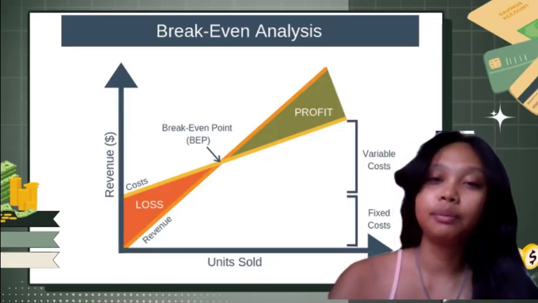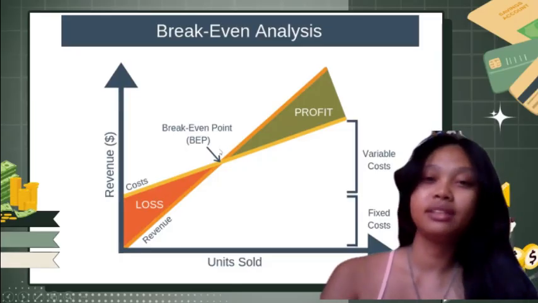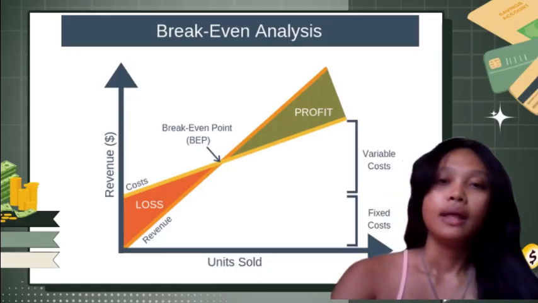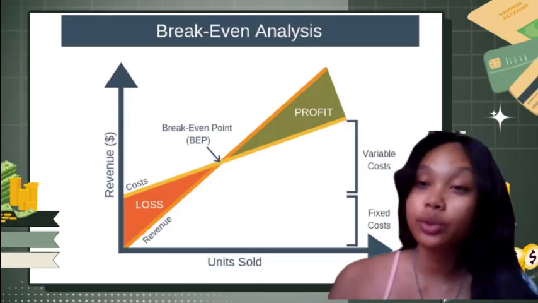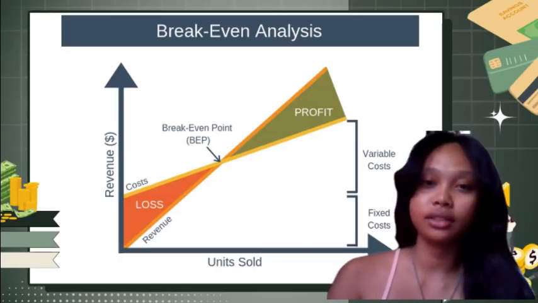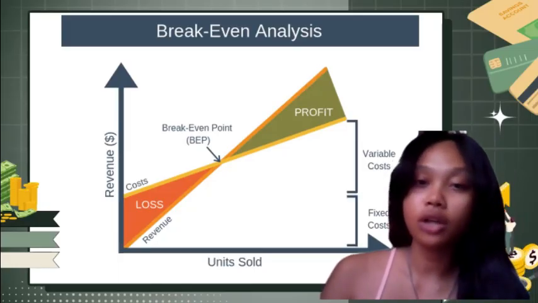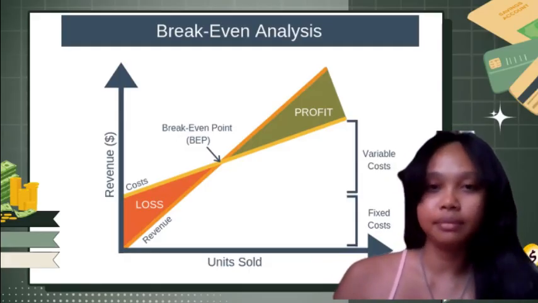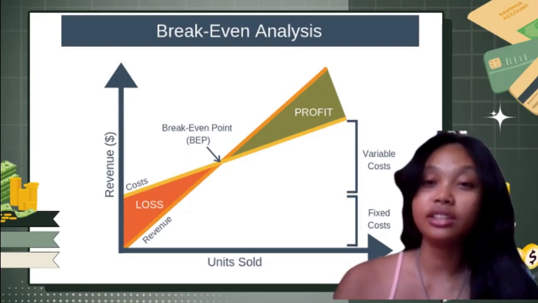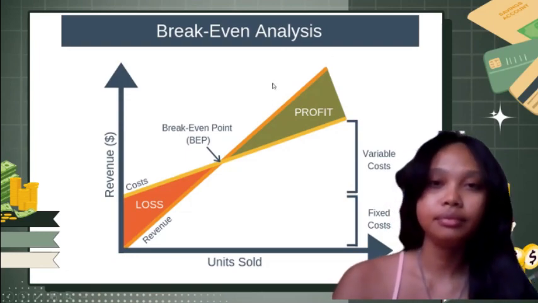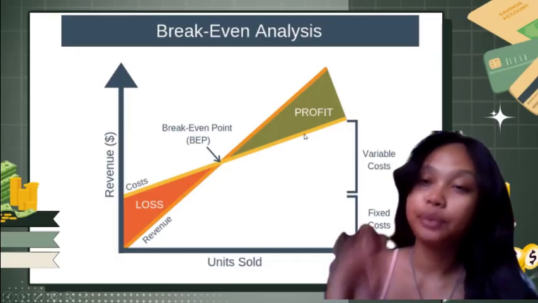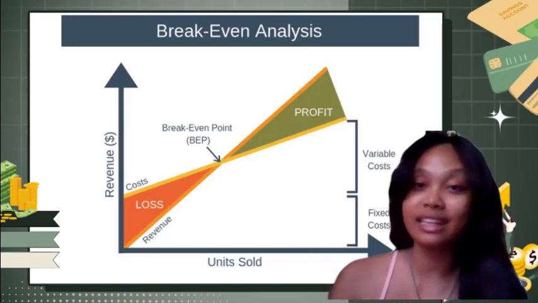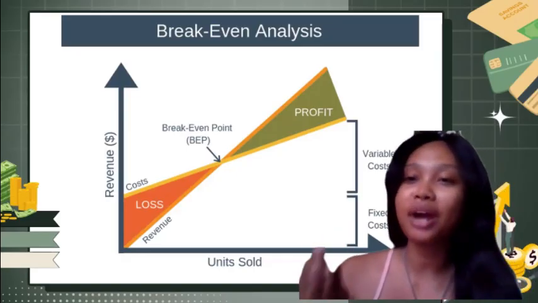The middle is the break-even point, or BEP. This is where the revenue line and cost line meet, meaning total revenue is equal to total cost. No profit, no loss. This is the minimum sales needed to survive. The right side is profit. After the break-even point, revenue becomes higher than cost, meaning you are now earning profit.